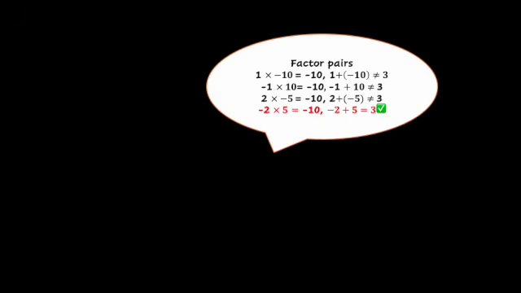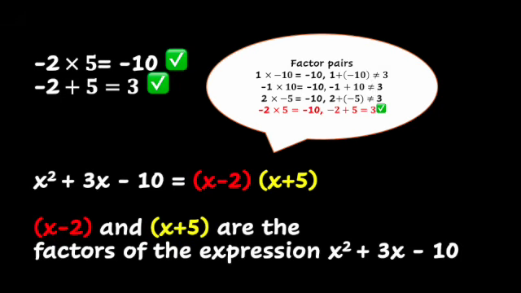Consider the factor pairs here. We are taking various possibilities. Out of this, only one pair satisfies the conditions. Minus 2 and 5, these are the two integers whose product is minus 10 and the sum is plus 3. So we can write x squared plus 3x minus 10 equal to x minus 2 times x plus 5. So x minus 2 and x plus 5 are the factors of the given expression.